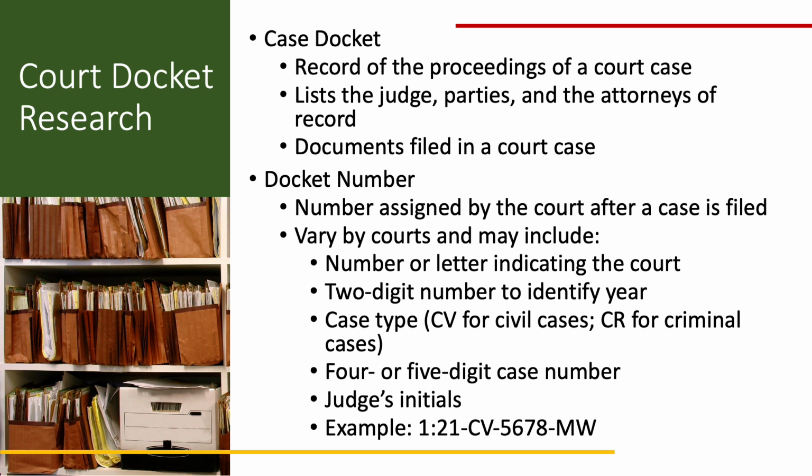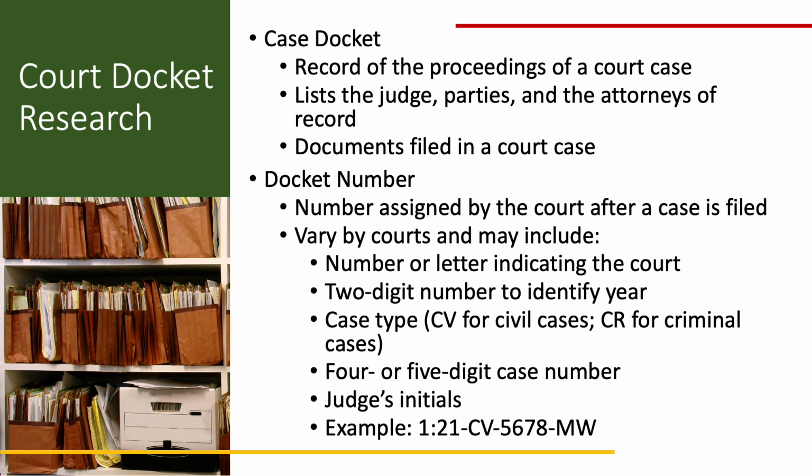All dockets will have a number, and this is the number assigned by the court after the case is filed. And the formatting might vary by courts, but it might include a number or letter indicating the court, a 2-digit number to identify the year, the case type. CV means it's a civil case, CR is for criminal cases, and a 4 or 5-digit case number, and sometimes the judge's initials. For example, here's an example of a court docket number that uses all of that.